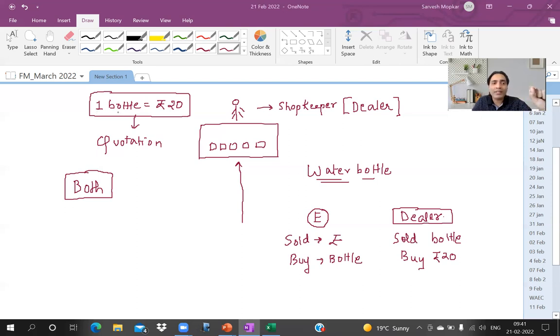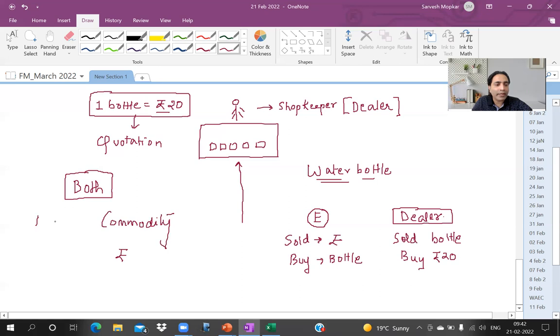So what is bottle? What is the difference between bottle and rupee? A bottle is the commodity. Make sense? Bottle is the commodity. And what is rupee? A rupee here is money, currency. Yes, agreed? Is there any doubt? Bottle is the commodity and money, rupee, 20 rupees note is money. Or you can call it currency.